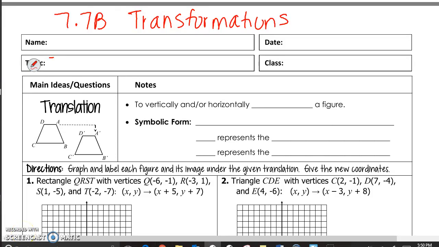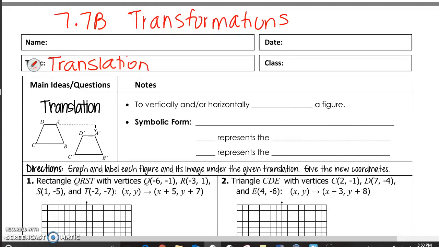Okay guys, today we are moving on to 7.7b, still dealing with transformations. This is the second type of transformation we're going to be working on. The first one we did was reflection, where it reflected across the line of reflection. And today we're working on a translation. And this is one of the easier ones.